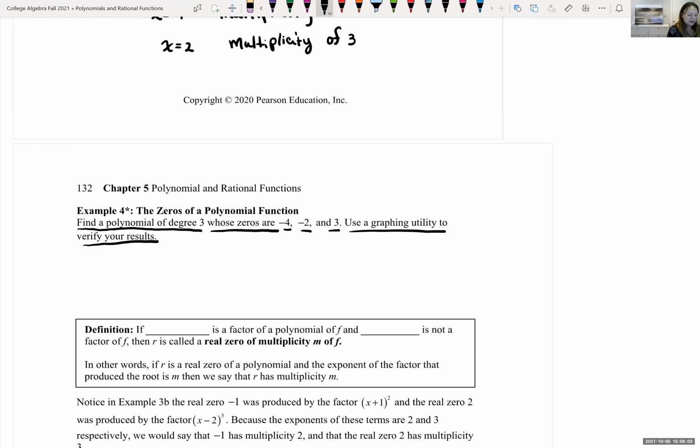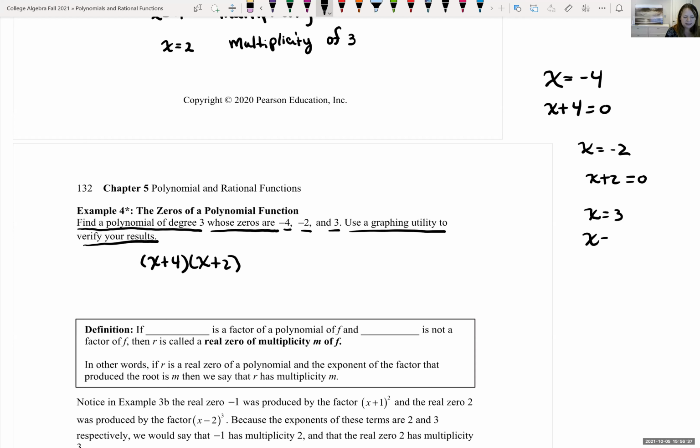And so if x equals -4 is a 0, if we added 4 to both sides, x plus 4 equals 0. So x plus 4 is a factor. If x equals -2, that's a 0. Think of it, you have to add 2 to both sides: x plus 2 equals 0. That's going to be our factor. And x equals 3, well, we would subtract 3 on both sides to get that set to 0. So x minus 3 in our case is a factor.